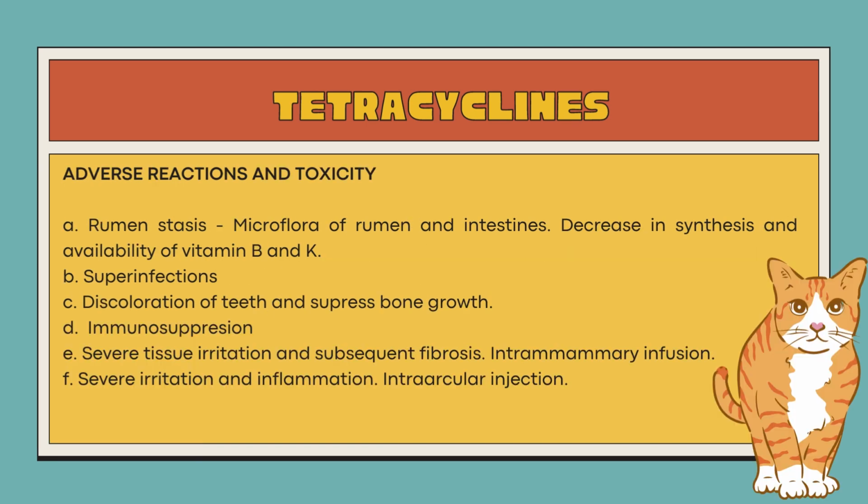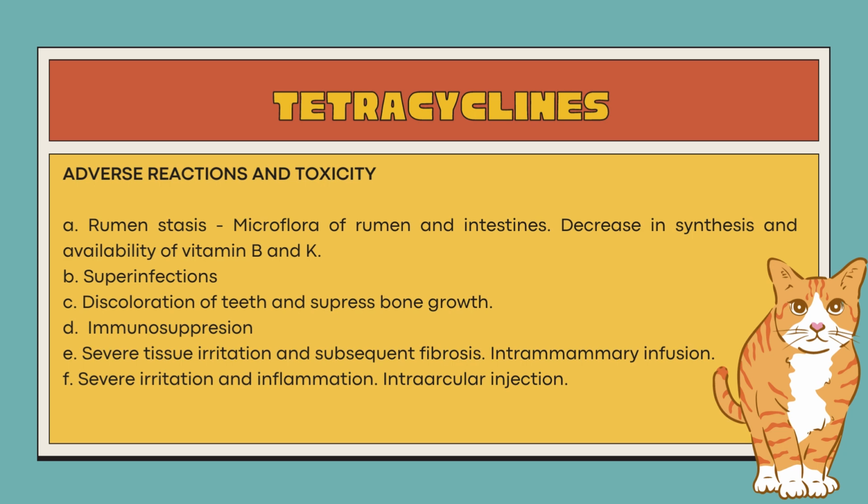Now we know the clinical uses of tetracyclines. Now we move on to the adverse reactions and toxicity brought by the use of tetracyclines. First, we have the alteration in microflora in the rumen or intestines following oral use, which leads to digestive disturbances and ruminal stasis and a decrease in synthesis and availability of vitamin B and K, particularly in monogastric animals. B is we have superinfections by fungi, yeasts, and resistant bacteria, which may cause severe or fatal diarrhea, especially in horses, following oral or parenteral administration.